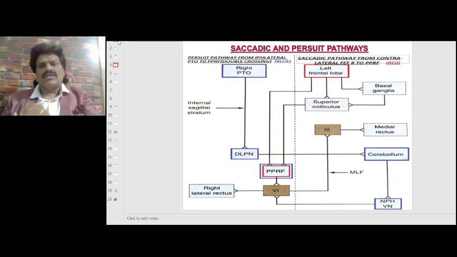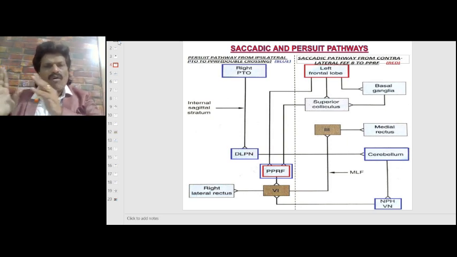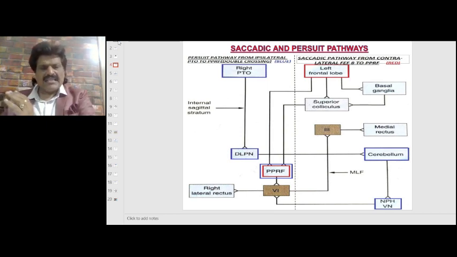Saccadic pathway, very important point: the movement is controlled by the opposite lobe, that is the fast movement, whereas for the following pursuit movements, the movement is controlled by the same side of the lobe. And another important point is that PPRF is responsible for the horizontal gaze. We have the 6th nerve nuclei coming up from the PPRF, which is responsible for the gaze.